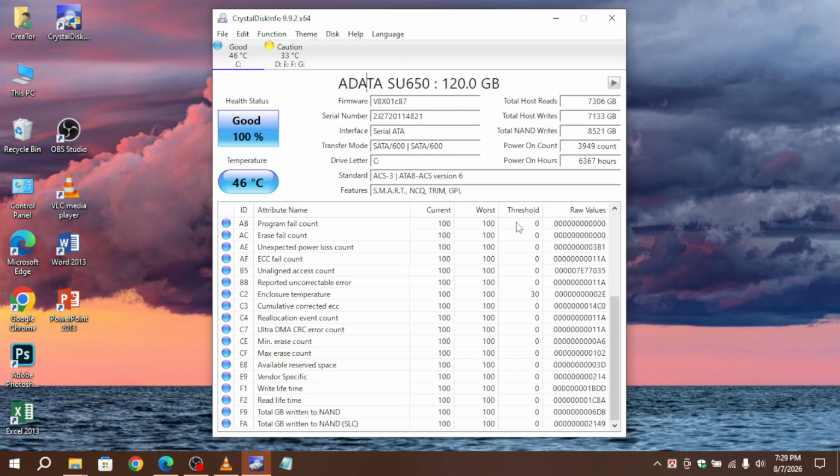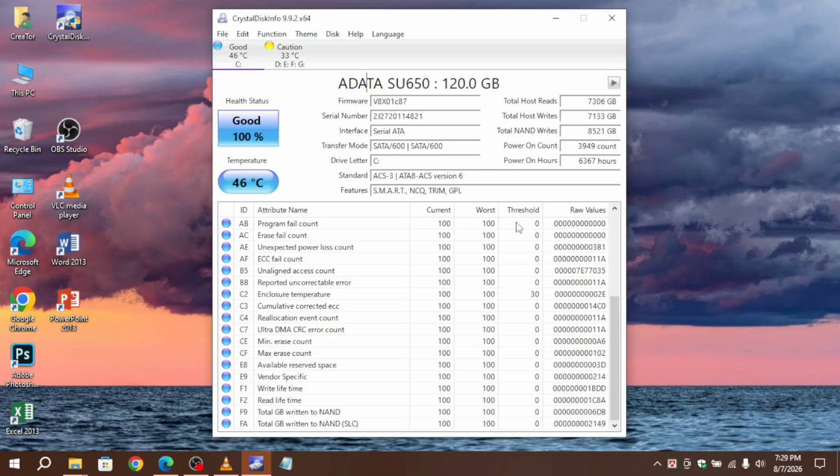Record the health information occasionally and compare it over time. If health status changes, temperature becomes unusually high, or important S.M.A.R.T. values change unexpectedly, investigate and make sure your important data is backed up. And that's how to check an NVMe SSD with CrystalDiskInfo.